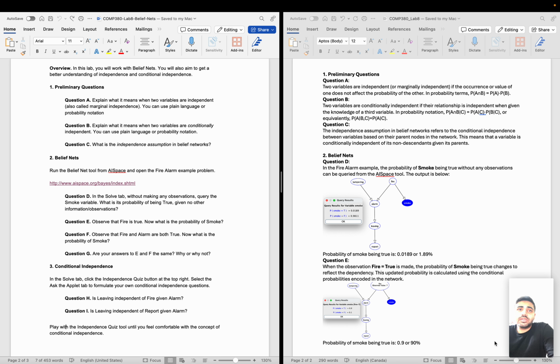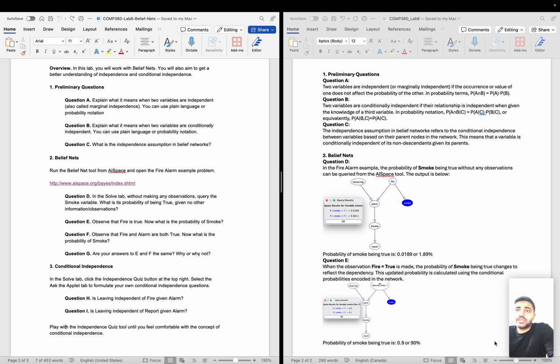So, moving to the lab work, we use AIspace and a sample problem, which is the fire alarm. In this, we'll be using the solve tab for the preset given example. We are first finding the probability of smoke without any observation. So without making any observation, just finding the probability without knowing the fire or the alarm.